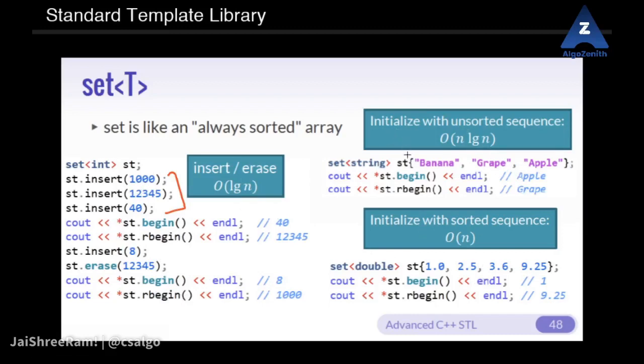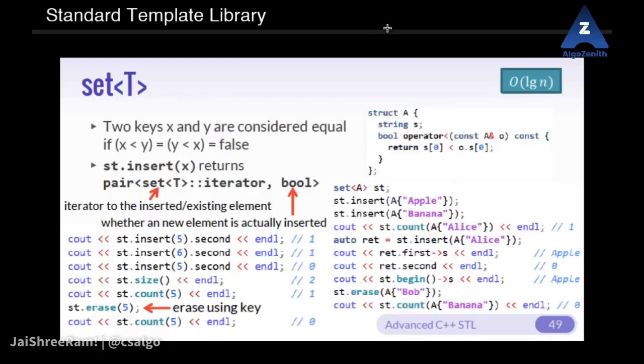So you can initialize the sets with unsorted sequences and it will take n log n to construct the set. But if you pass in a sorted sequence, it takes order n to build the set. Two elements x and y are considered equal if x is less than y is equal to y is less than x, equal to false.